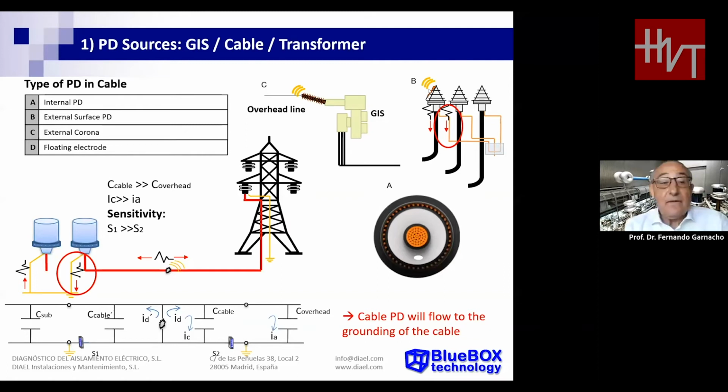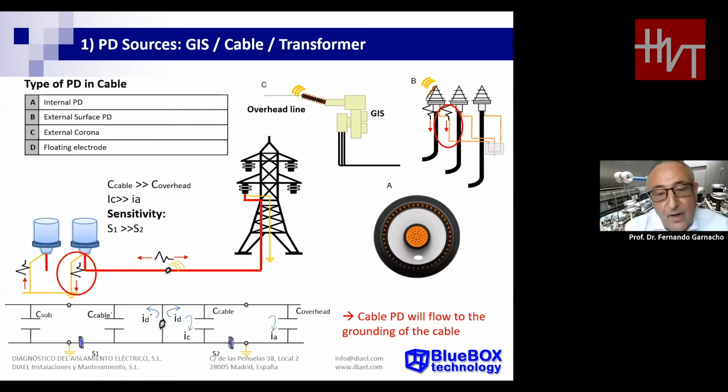Well, you can see different PD sources can appear, but the most important for us in a cable is the internal PD corresponding to a cavity or a void in the cable insulation.